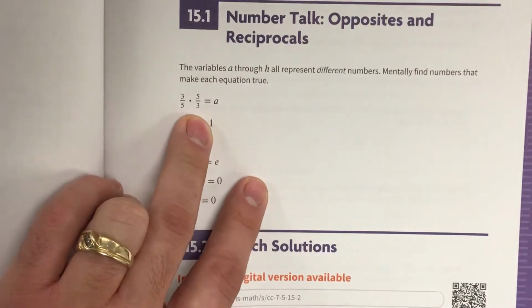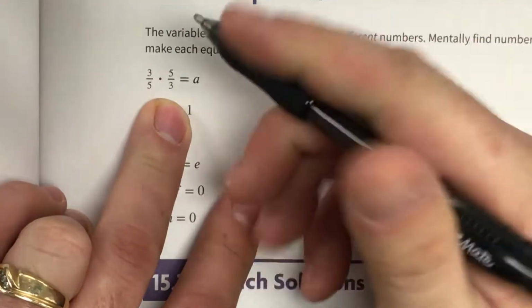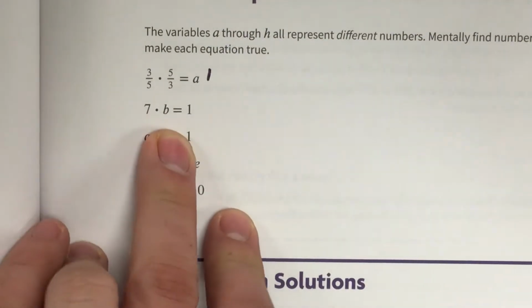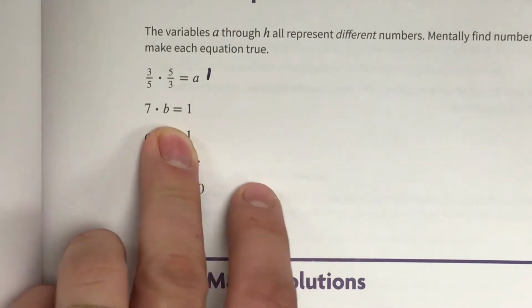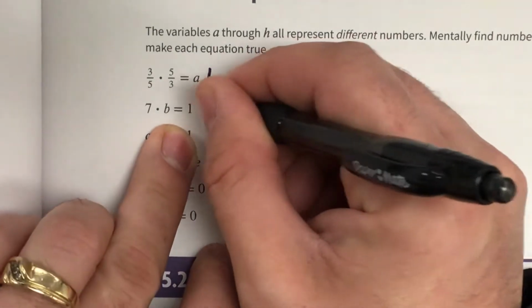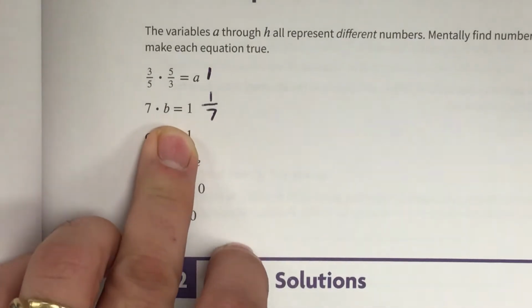What's A got to be there? 1. A number times its reciprocal is 1. Next one, 7 times what is 1? Josh. 1/7. The reciprocal of 7, which is 1/7.